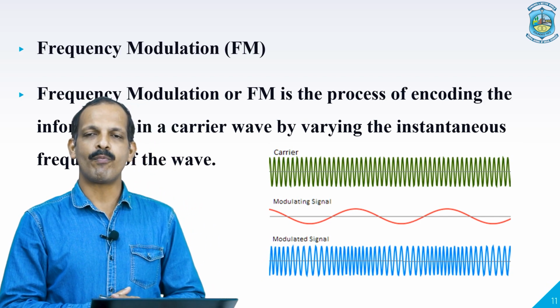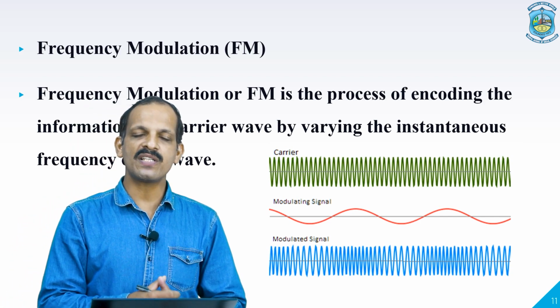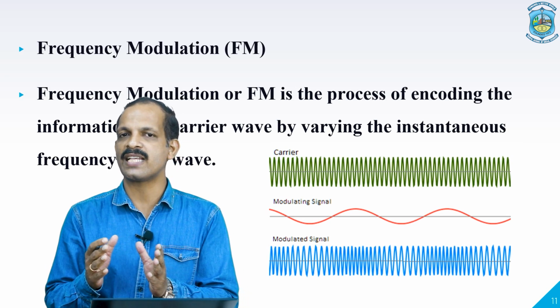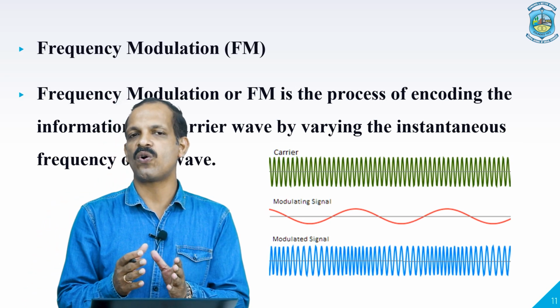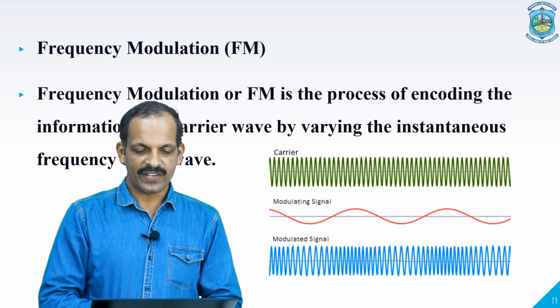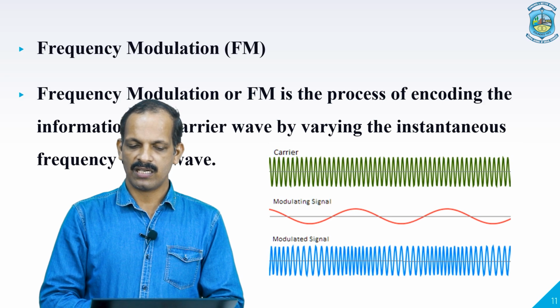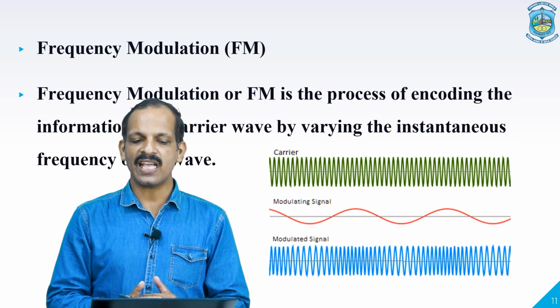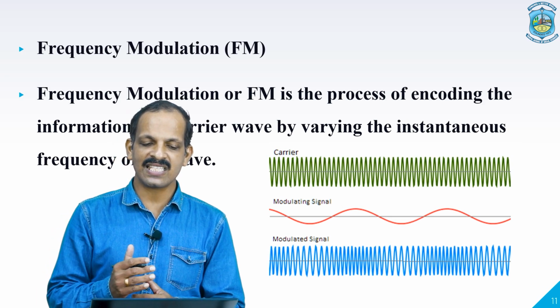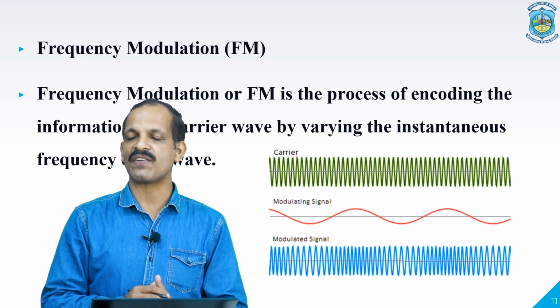And the second type of modulation is frequency modulation. It is also called FM. Amplitude modulation is called AM, frequency modulation is called FM. So in the case of frequency modulation, we are encoding the information in a carrier wave by varying the instantaneous frequency of that wave.